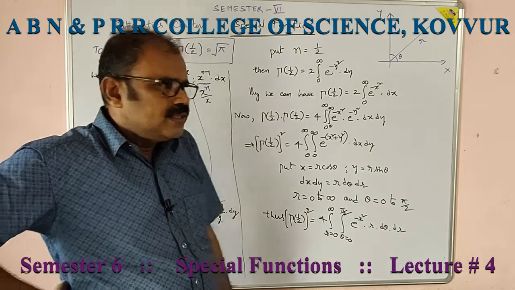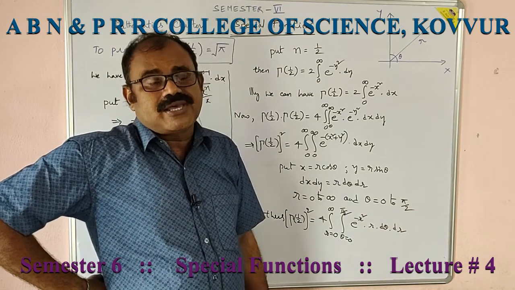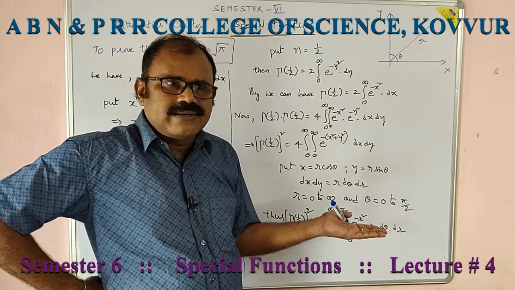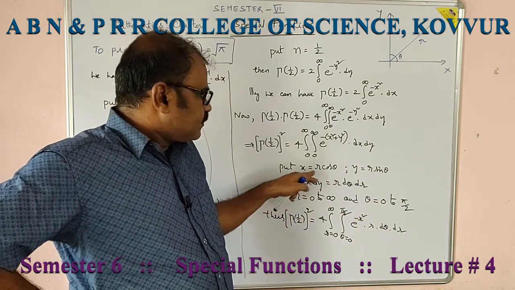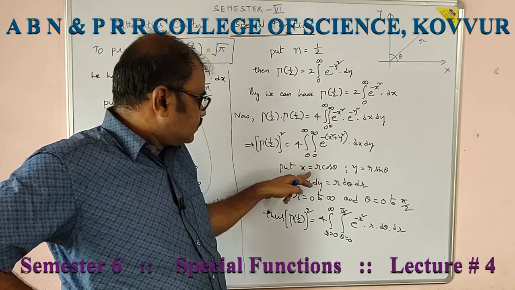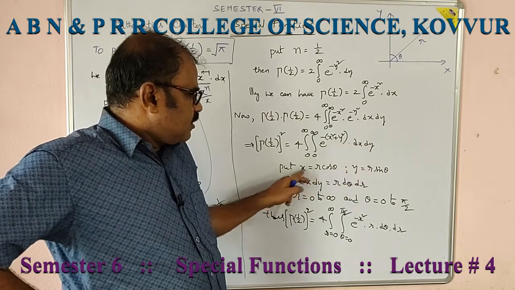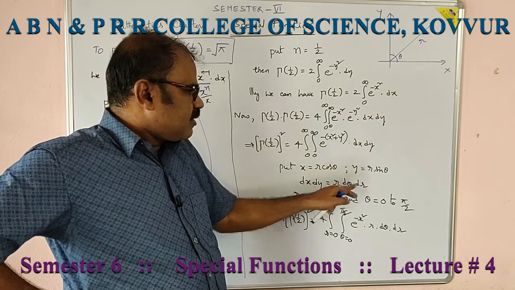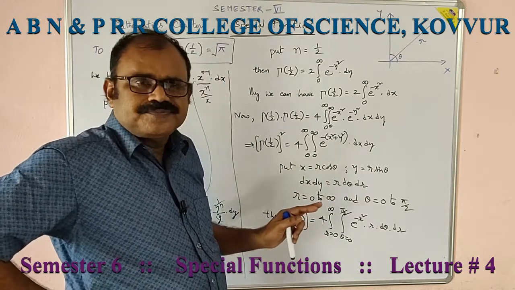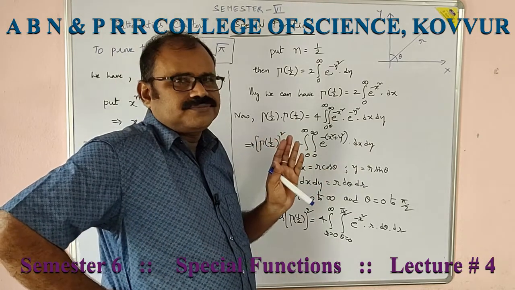You have already learned the double integrals in the 5th semester vector calculus. How to integrate these double integrals you have already learned. So I have chosen the substitution, polar coordinates. x is equal to r cos theta, y is equal to r sin theta. dx dy is r d theta dr. We have not calculated dx and dy and multiplied them.